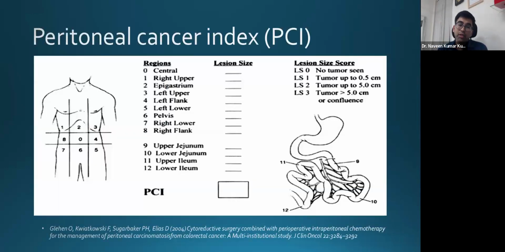Now, there is something called the PCI, the peritoneal cancer index, in which the entire abdomen is divided into 9 regions, and the small bowel is divided into another few regions. So in total there are 13, and based on the marking there is a total score of 39. The higher the score, the more the peritoneal disease, and this has a poor prognostic implication.